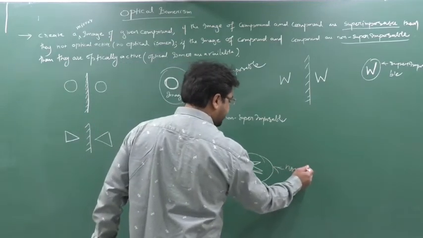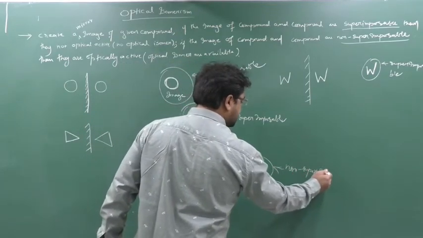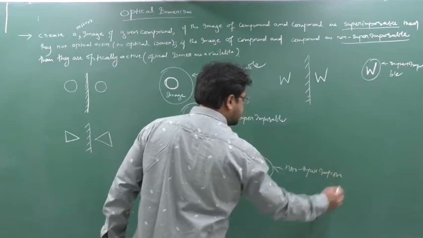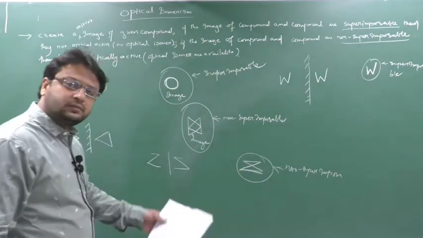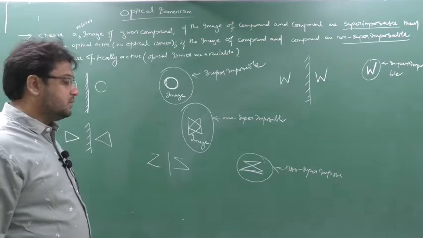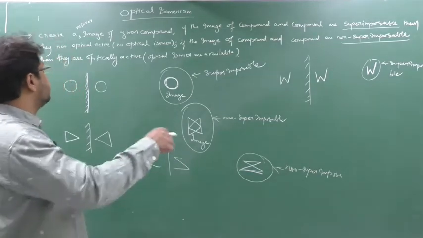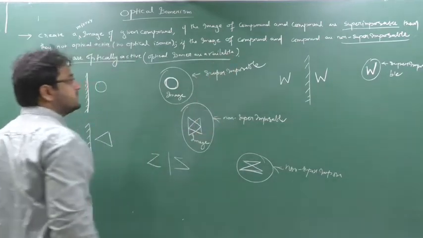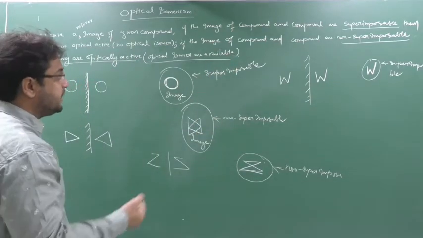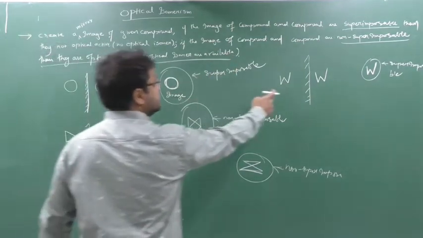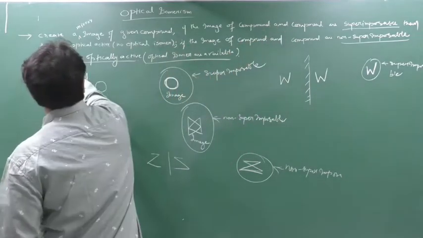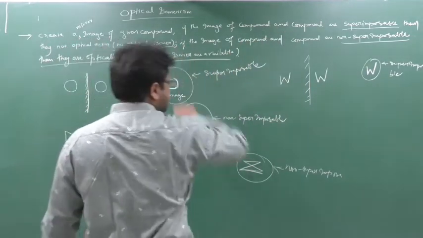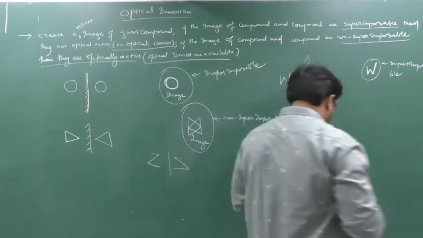I hope you have done this somewhere. Sir would have told. So these are non-superimposable. When non-superimposable, they are optically active. When optically active, it means optical isomers are available. If they are superimposable like this or like this, they are not optically active, meaning no optical isomers. Are you understanding or not?